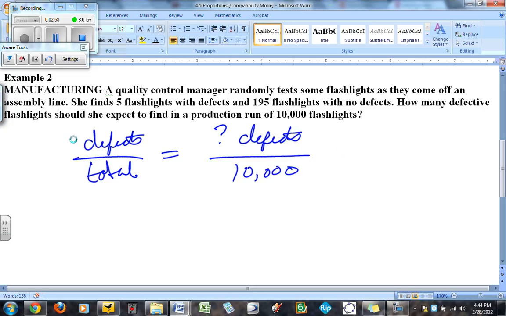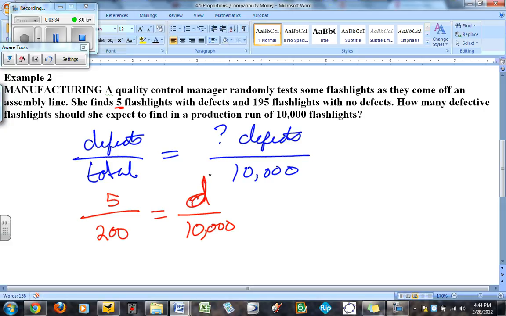So how many defects did she find in her small sample size test? Well, she found 5 with defects. And how many total was she looking through? Well, she found 195 that were good, so she actually looked at 200 total flashlights. If it continues at this same rate, how many of them are going to have defects when we test 10,000 flashlights? This could save us some guessing instead of trying to test 10,000 flashlights. So we're going to cross multiply and divide.